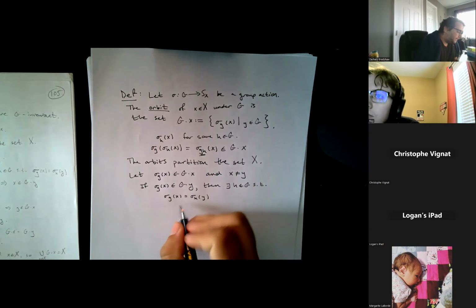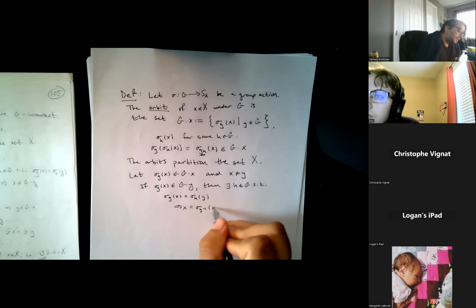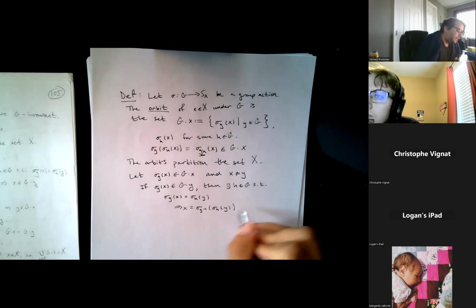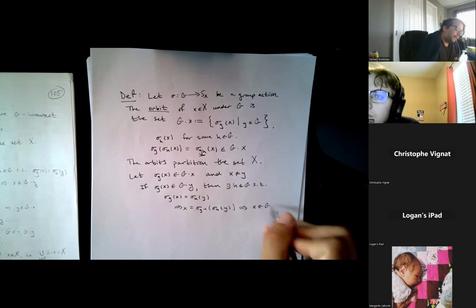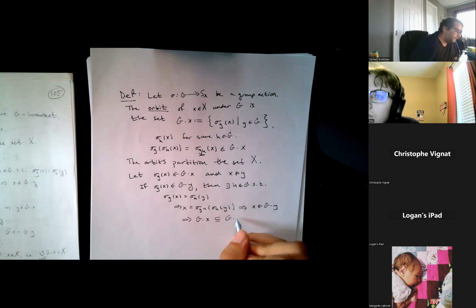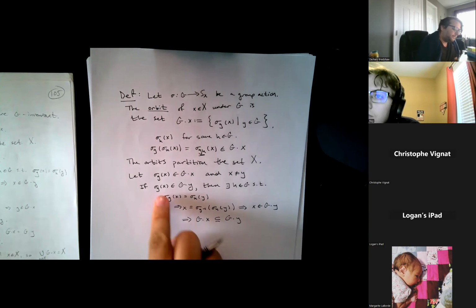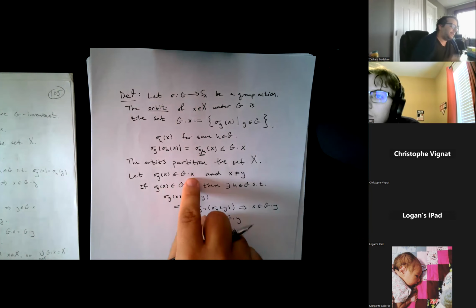Okay, but then that implies that x is equal to sigma g inverse of sigma h of y, which then implies that x is in the orbit of y, right? We again use the homomorphism property here. So that means that the orbit of x is then a subset of the orbit of y. So this is under the assumption that the element of the orbit of x is inside the orbit of y.